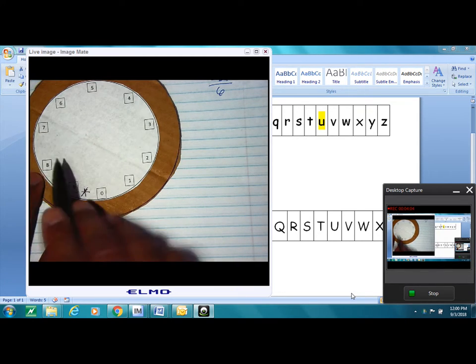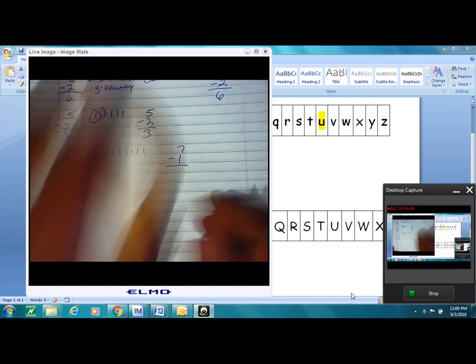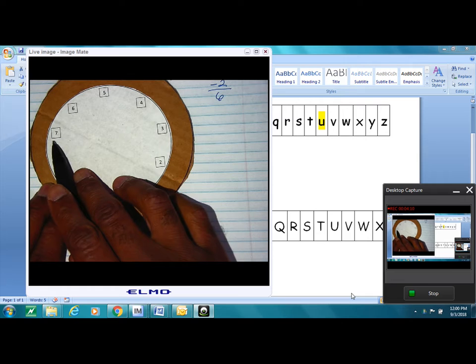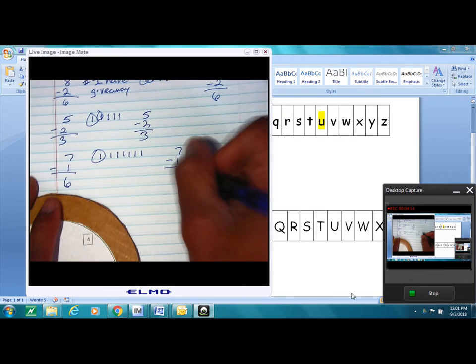If we start on 7, we're going to do it again. Start on 7, we're going to give 1 away. We land on 6. So 7 minus 1 is 6.